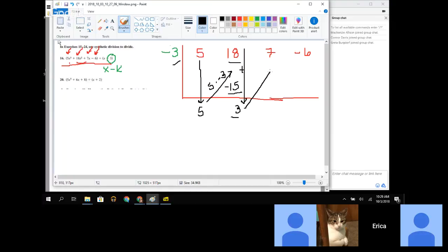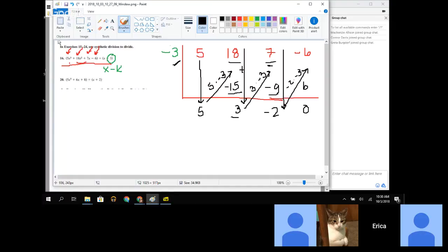So we're going to take this over, and we're going to multiply 3 by our k value, which is -3. 3 times -3 is -9. Now we're going to add up again. So we have 7 plus -9, which is -2. Again, we're going to go diagonal. We're going to multiply -2 times -3, and we get 6. -6 plus 6 is 0.